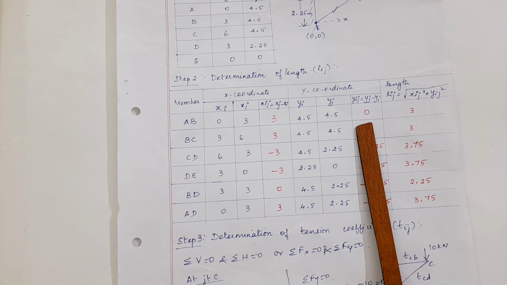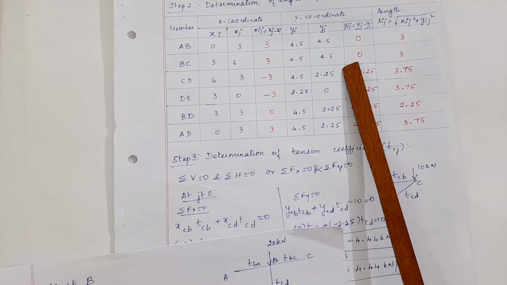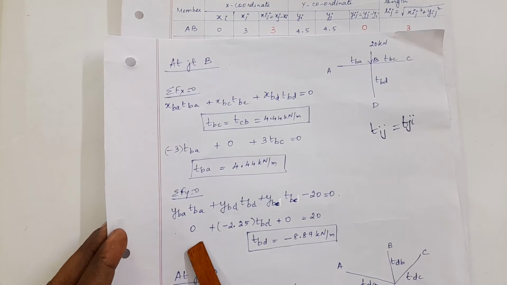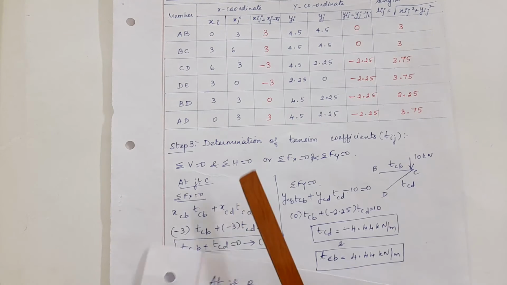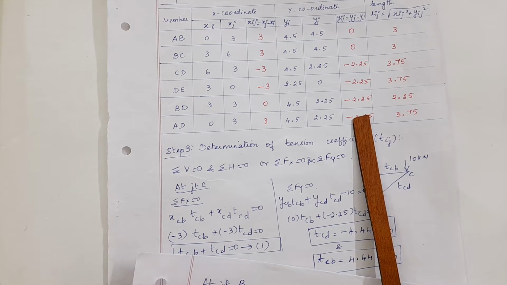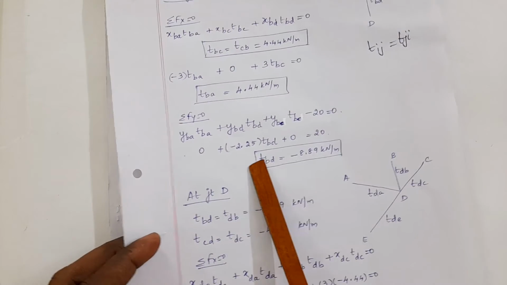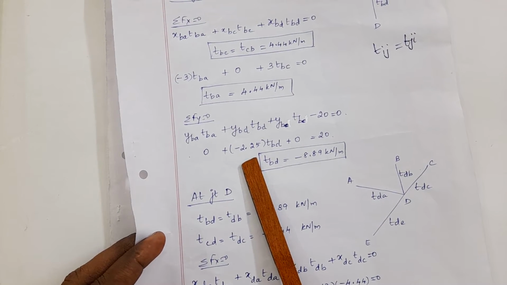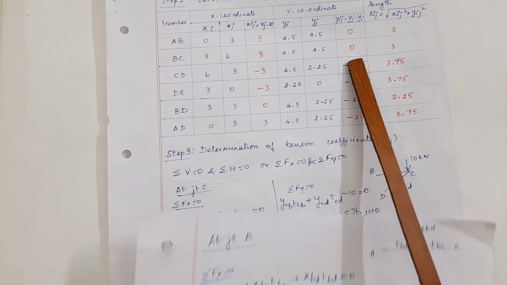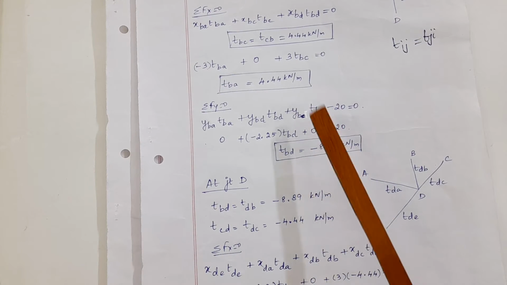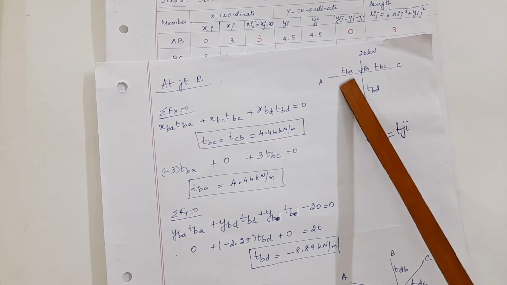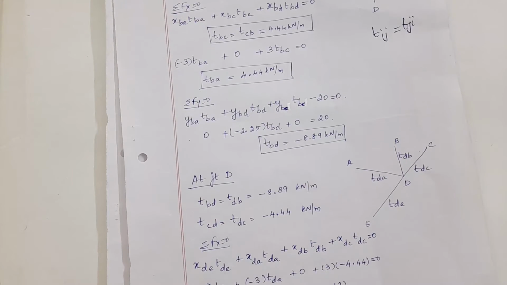For AB, I have 0. For BA also it is 0. Same way, check here. Let us check for BD, whether it is minus 2.25. For BD, minus 2.25. So directly we have put here as minus 2.25. And finally for BC it is again 0. So solving, we get the unknowns TBA and TBD. BC is already known, so we get the tension coefficients of all the members meeting at joint B.